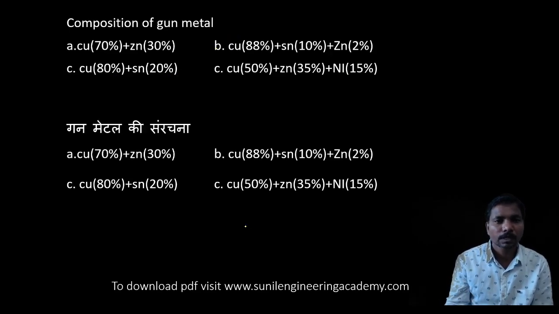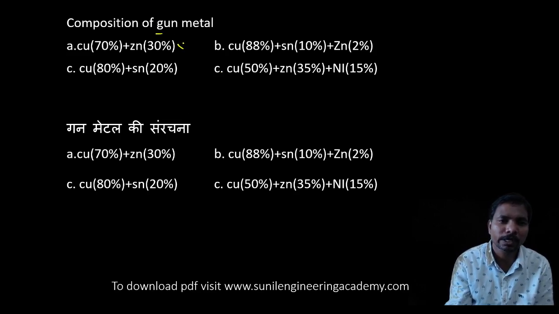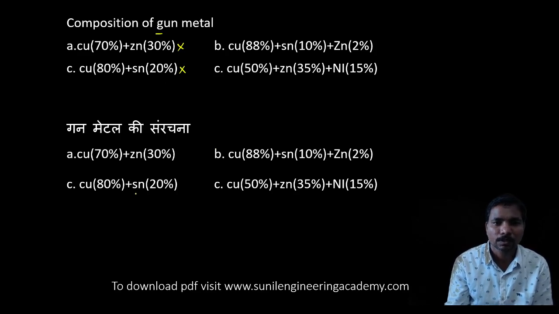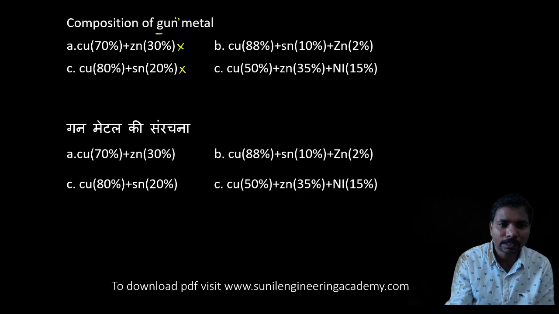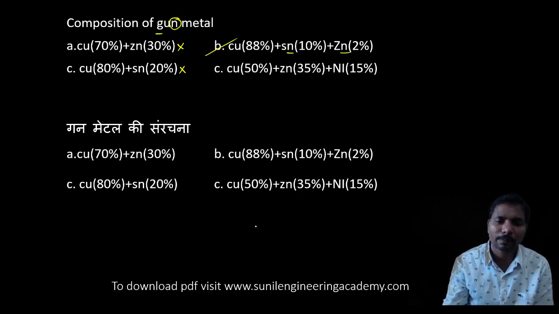Okay. Gunmetal starts with the G. G means it is a mixture of 3 elements. 2 element options eliminate. In gunmetal, copper plus tin plus zinc. If you have nickel, that is Ni, Germany, that is German silver.